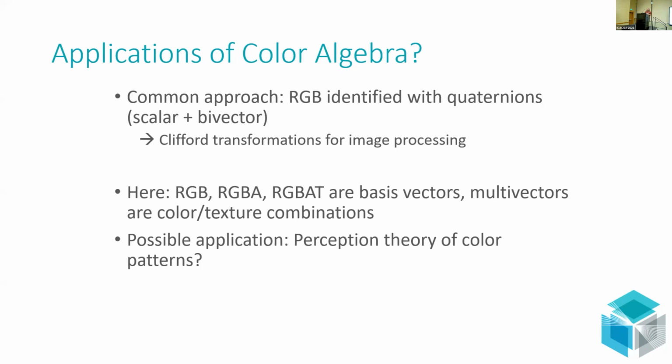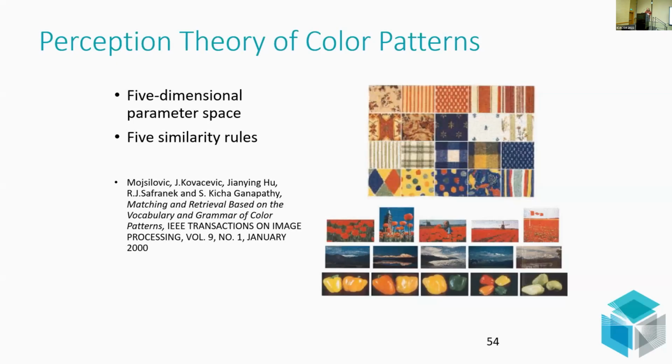And the multivectors are then combinations of colors and texture combinations. One possible idea might be something like a perception theory of color patterns. There was an interesting paper from Vision Research asking the question, if you see similar images, like pattern images, simple elements, how does the human mind identify or perceive which patterns are similar to each other?